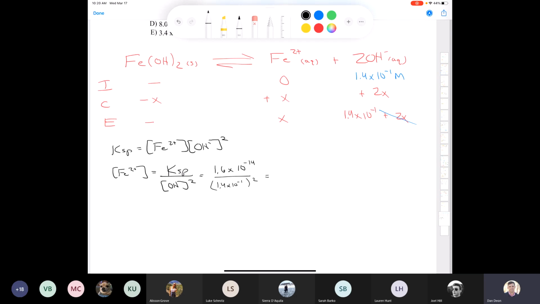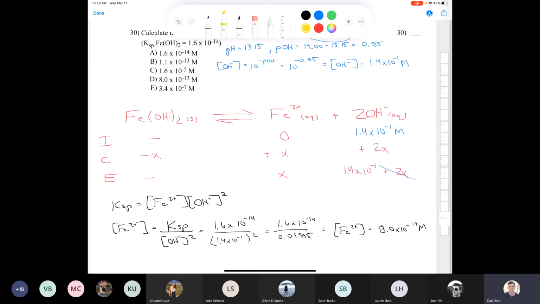And when I punch that in my calculator, I get that it's equal to 1.6 times 10 to the negative 14 divided by 0.01995. I know I'm carrying extra sig figs. I'll round off at the end. And I get that the concentration of my iron 2 plus ions, which is the molar solubility, is equal to 8.0 times 10 to the negative 13 molar. So that is this answer right here.